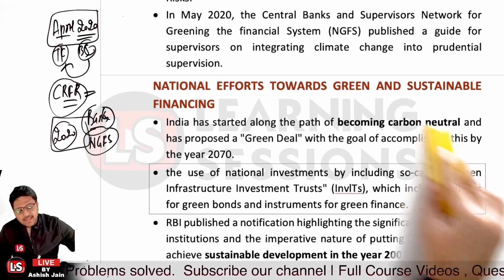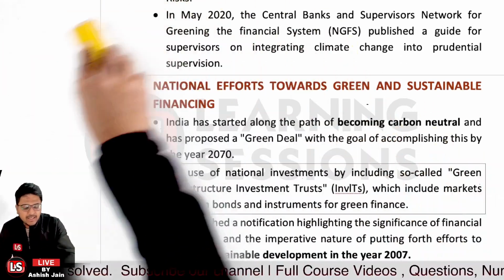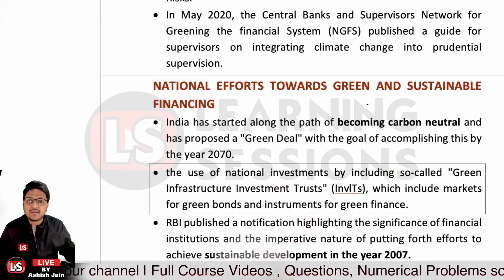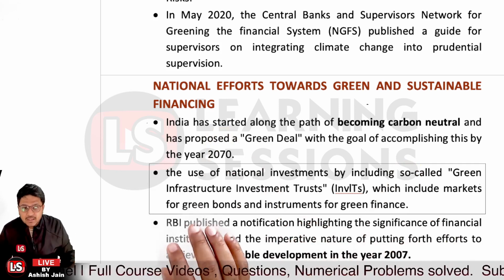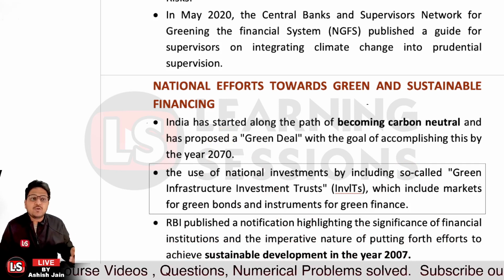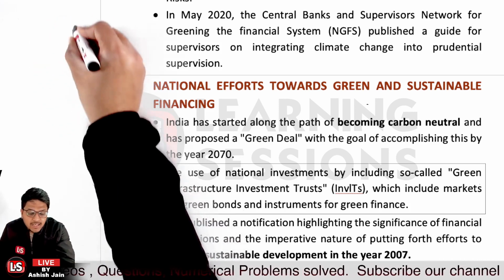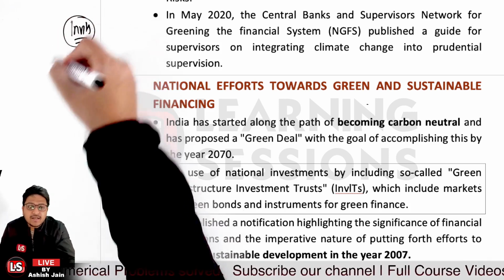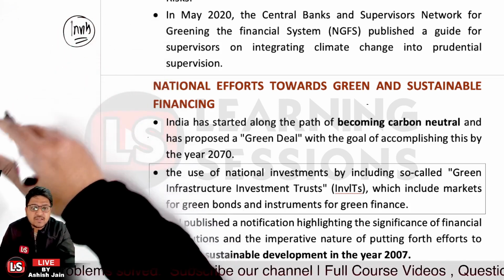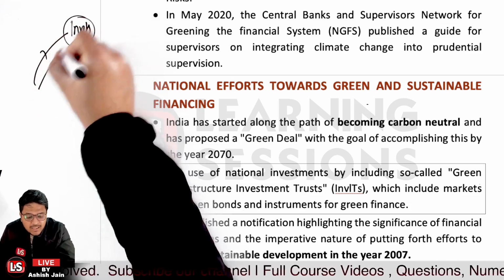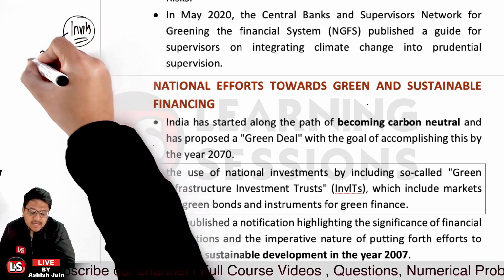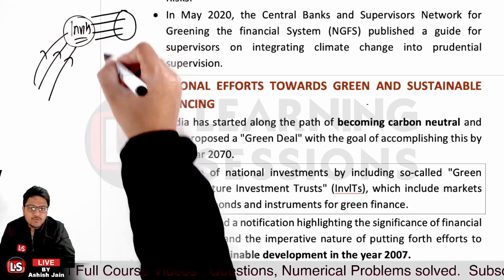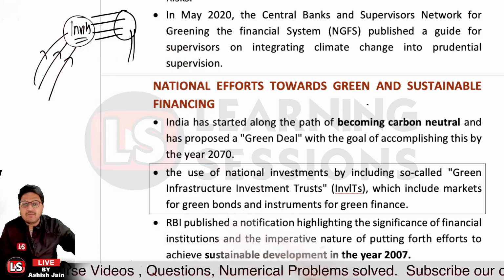Now, I told you already that as per the Paris Agreement, India committed that by 2070 India will become carbon neutral and will have zero net carbon emissions. And further, so as to use national investment, including so-called green infrastructure InvITs, that is infrastructure bonds, right? We'll be using the InvITs so that we can have money from different sectors. Even retail investors and passive investors can invest into the same, and ultimately that money will be invested into greenfield projects, and ultimately we can revive our environment, right?